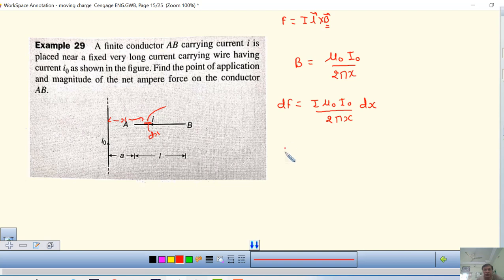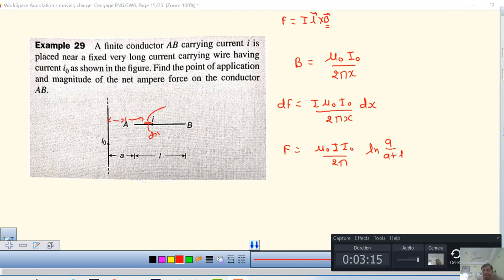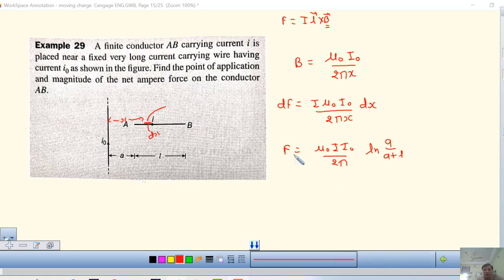So if I want the total force, how can I calculate it? I just do integration. So mu 0 I0 upon 2 pi, integrated 1 upon x dx. Now you can understand, integration from where to where? From point A to A plus L. So it becomes ln of A plus L upon A. So this is the force acting on this wire. This is your first answer. Okay, so this is the total force acting on AB.